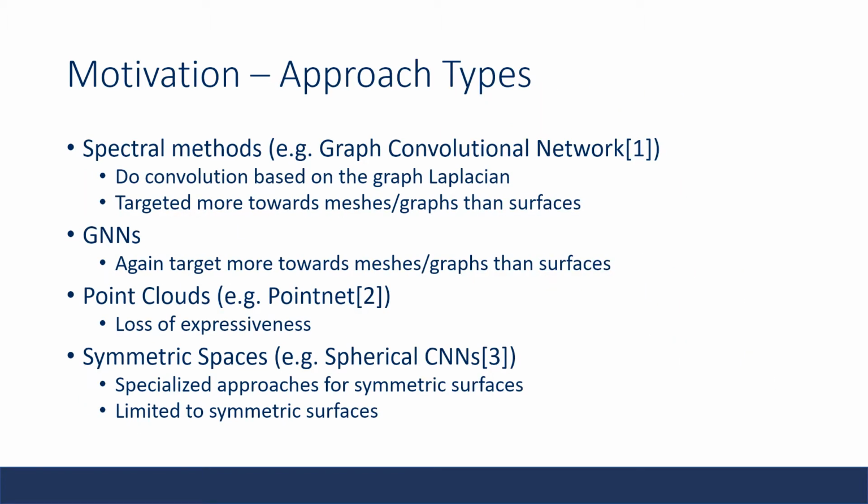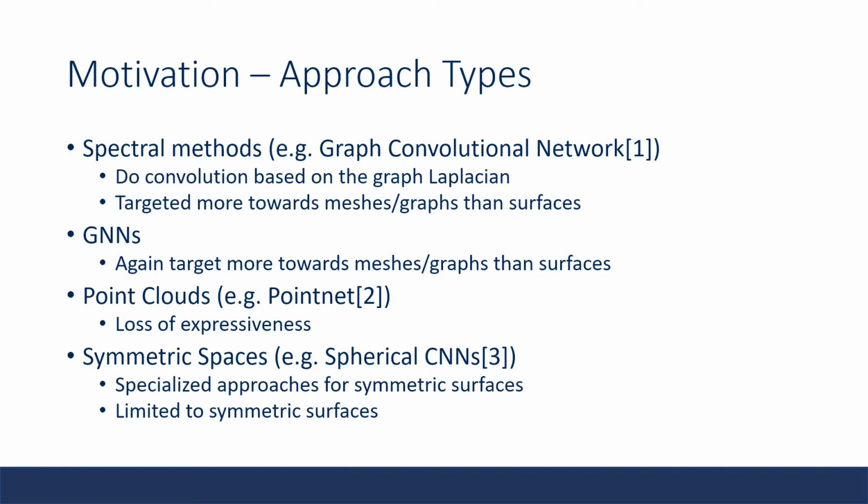Several approaches have been tried. Spectral methods and GNNs both interpret the surface as a graph, and then use special graph-based feature extractors to perform common computer vision tasks. However, these are targeted more towards meshes and graphs than surfaces, and are less generalizable than the proposed method. The idea of point clouds is to sample points on the surface and then use something like PointNet to extract features from the surface. However, these point clouds cannot capture the full nature of the surface and thus lose expressiveness.